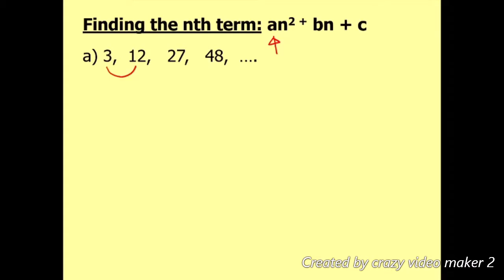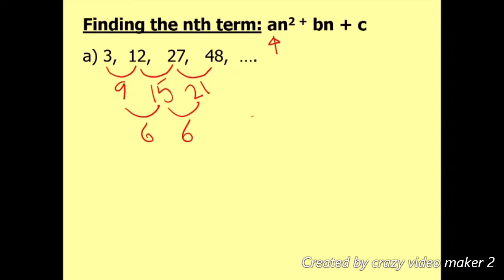Let's do it. The difference between 3 and 12 is 9. The difference between 12 and 27 is 15. The difference between 27 and 48, that's going to be 21. If I work out my difference now, I get 6 and then 6. Oh, good, they're the same. That means we're doing something right.